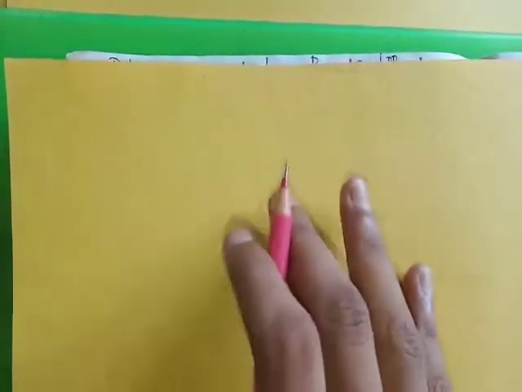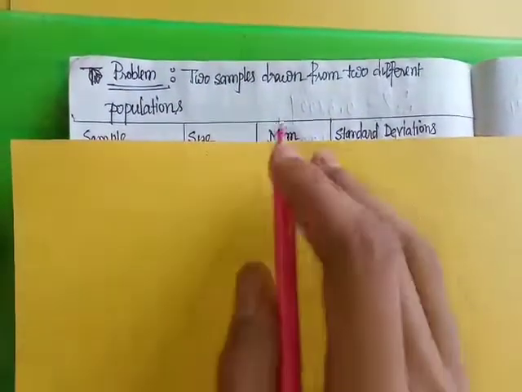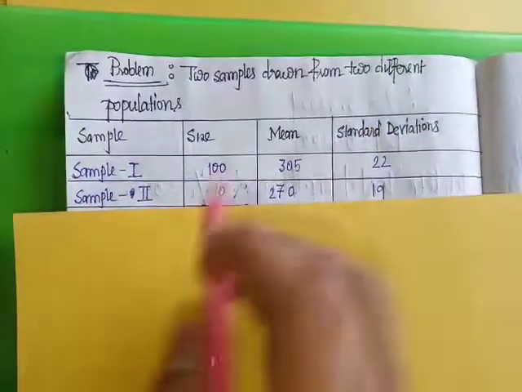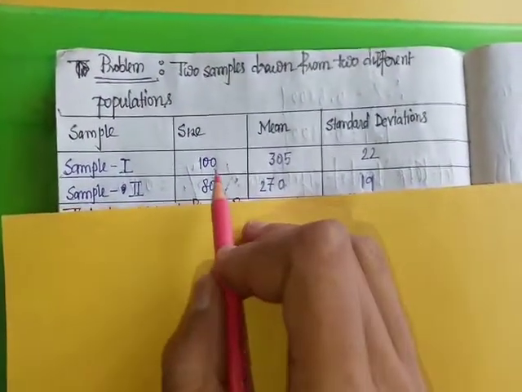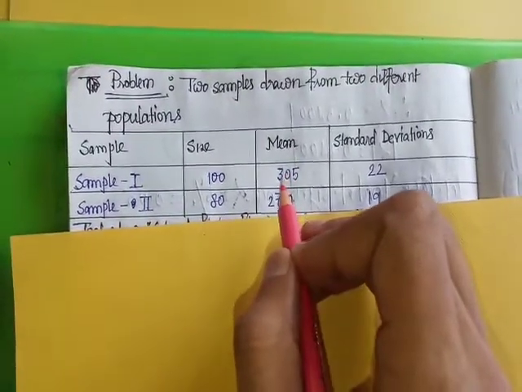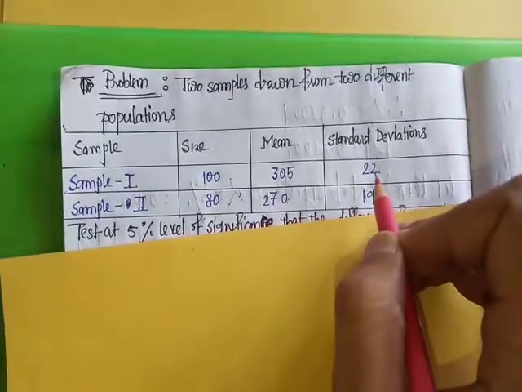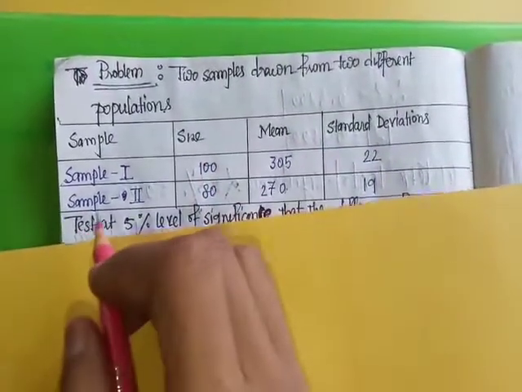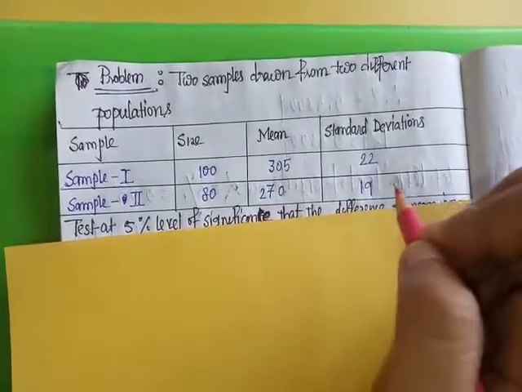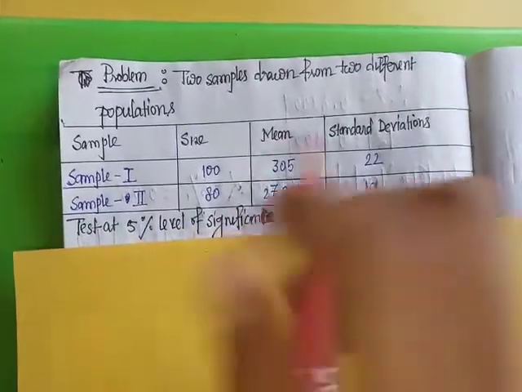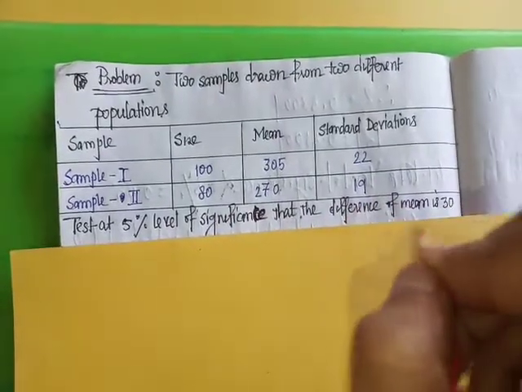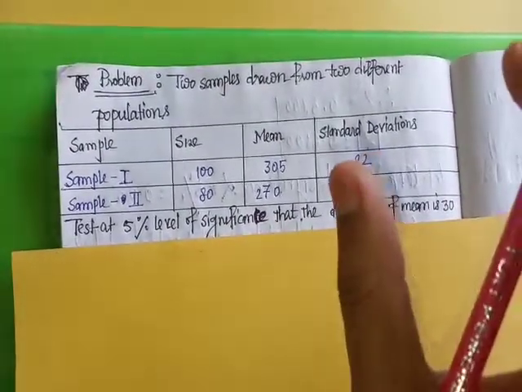Next, we will discuss a problem. Two samples drawn from different populations. Sample 1 of size 100 with mean 305 with standard deviation 22. Sample 2 of size 80 with mean 270 with standard deviation 19. Test at 5% level of significance that the difference of mean is 30.